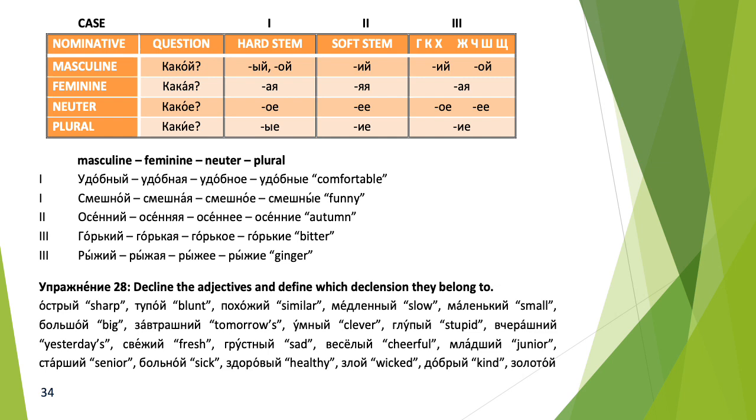Now let's take a look at the second group. Soft stem. Осенний. Feminine. Осенняя. Neuter. Осеннее. Plural. Осенние. So you see that feminine, neuter, and plural forms are different from the hard stem group.